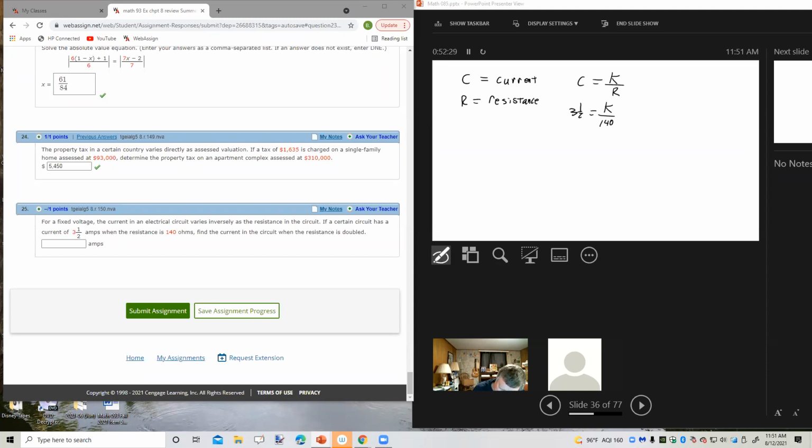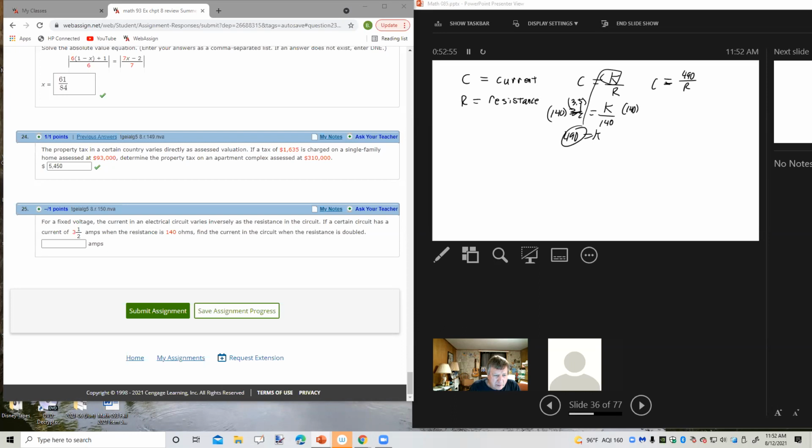So we can solve for K by multiplying both sides by 140. I'm going to change 3.5 to 3.5 just to make it easier to put into the calculator. So I get 490 equals K. So this means C equals 490 divided by R. Okay, putting that in the place of K.